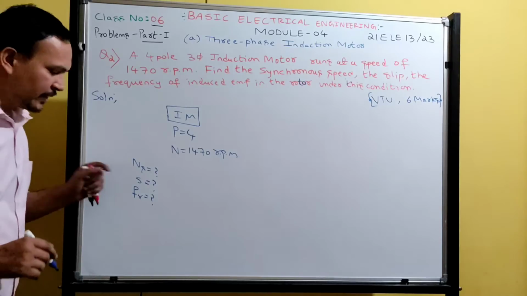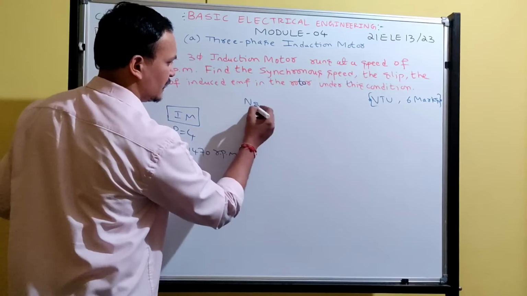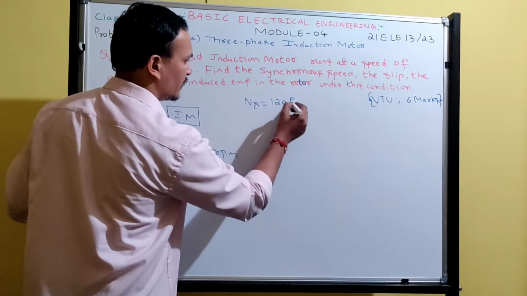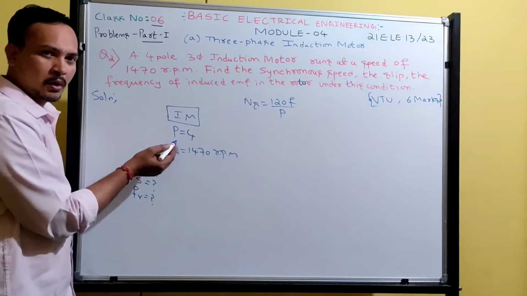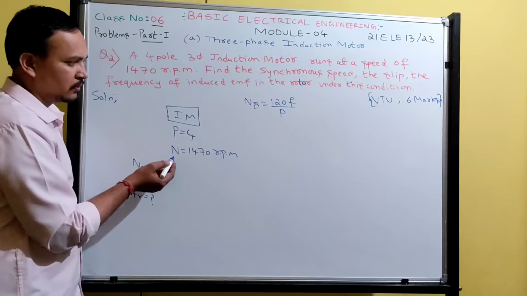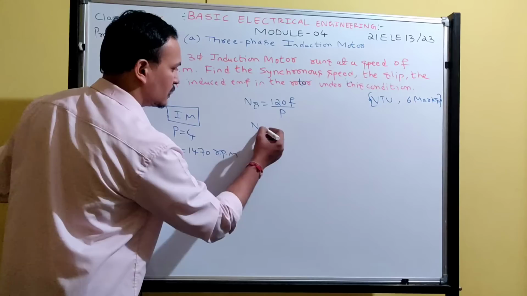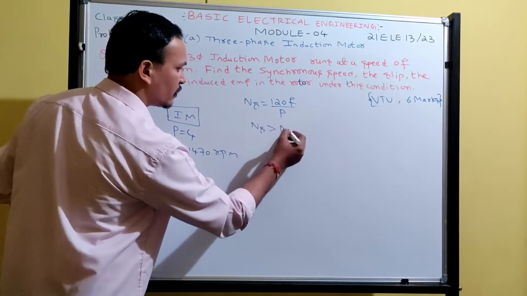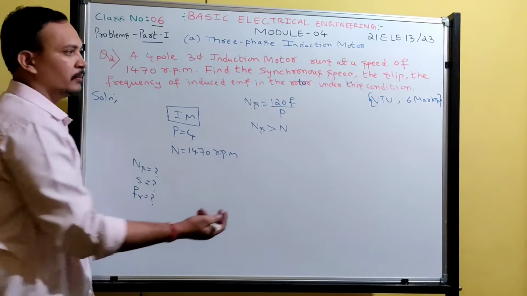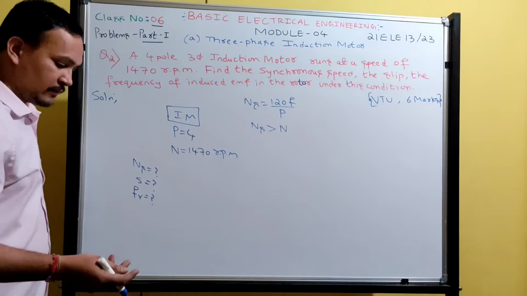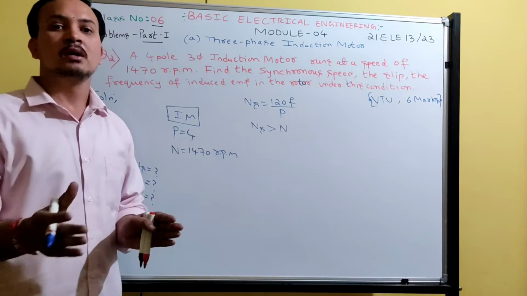See, now to find Ns, we have a formula. Ns is equal to 120 f by P. Now they have given poles. Okay. We know the N value. To be an induction motor, what is the condition? Ns value should be more than N. Your Ns value should come out more than N. Okay. But frequency is not given. When frequency is not given, you can assume either 50 Hz or 60 Hz.